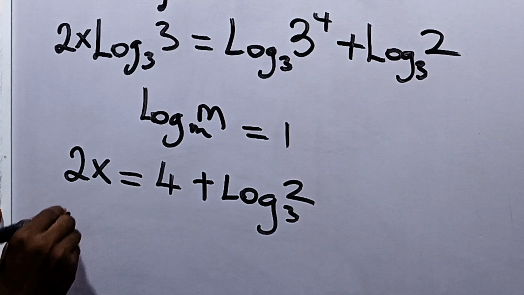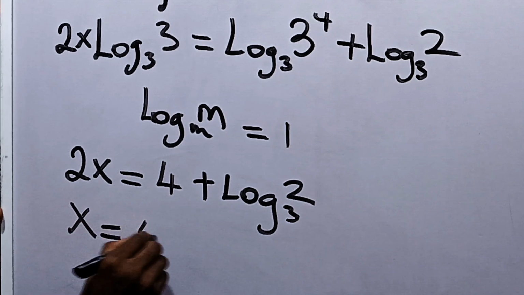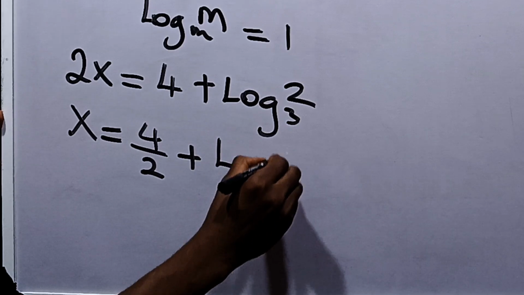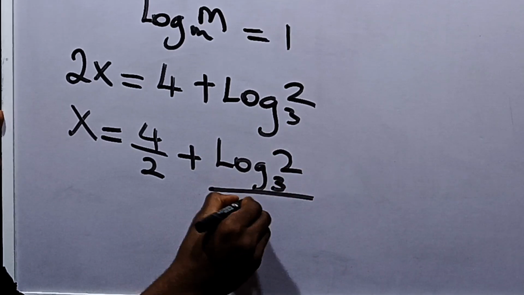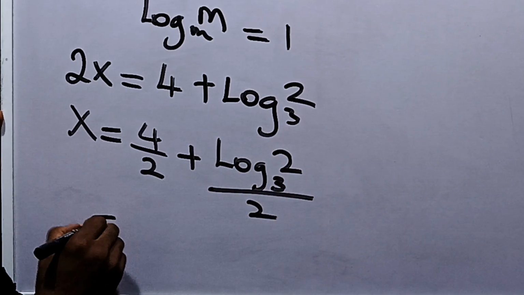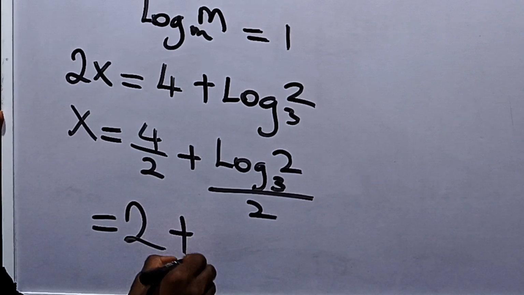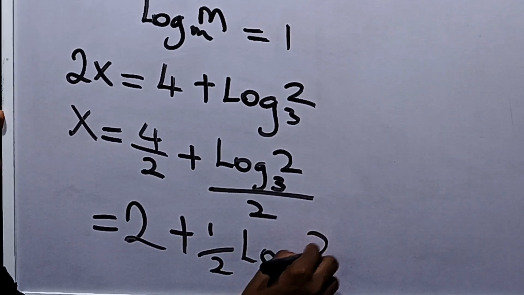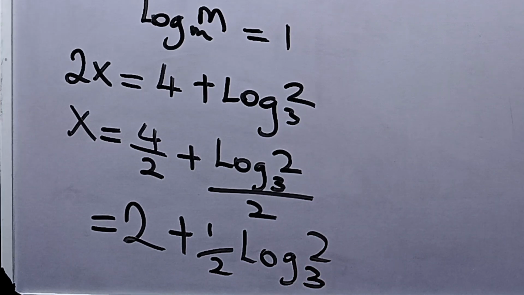Now our x becomes equal to 4 over 3 plus logarithm of 2 to base 3 over 3. And this becomes equal to 4 over 3 plus 1 over 3 multiplied by logarithm of 2 to base 3. And this becomes the final answer for x in this question.